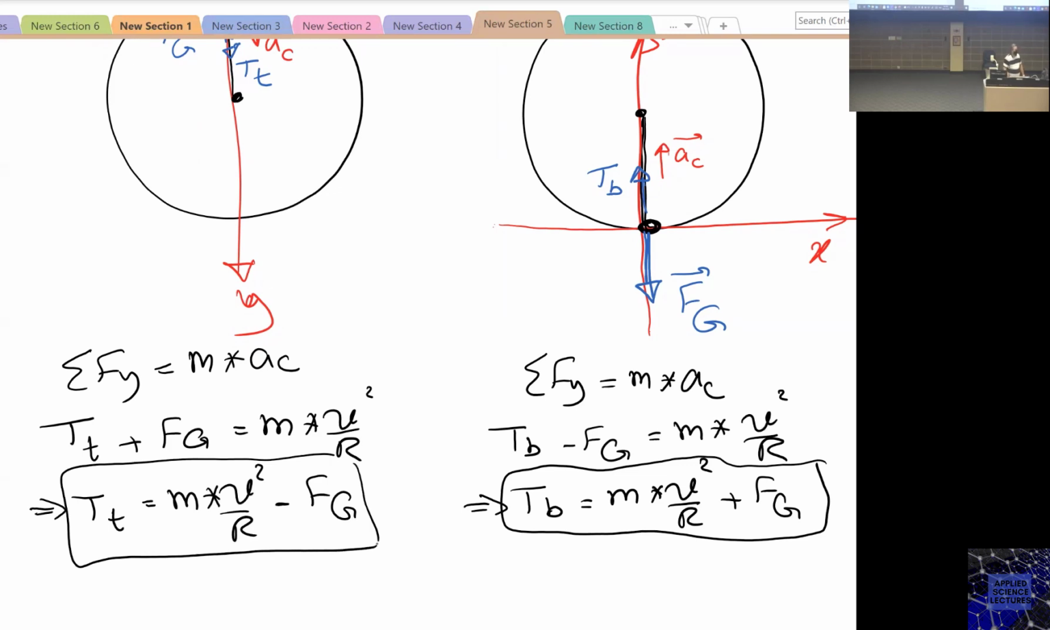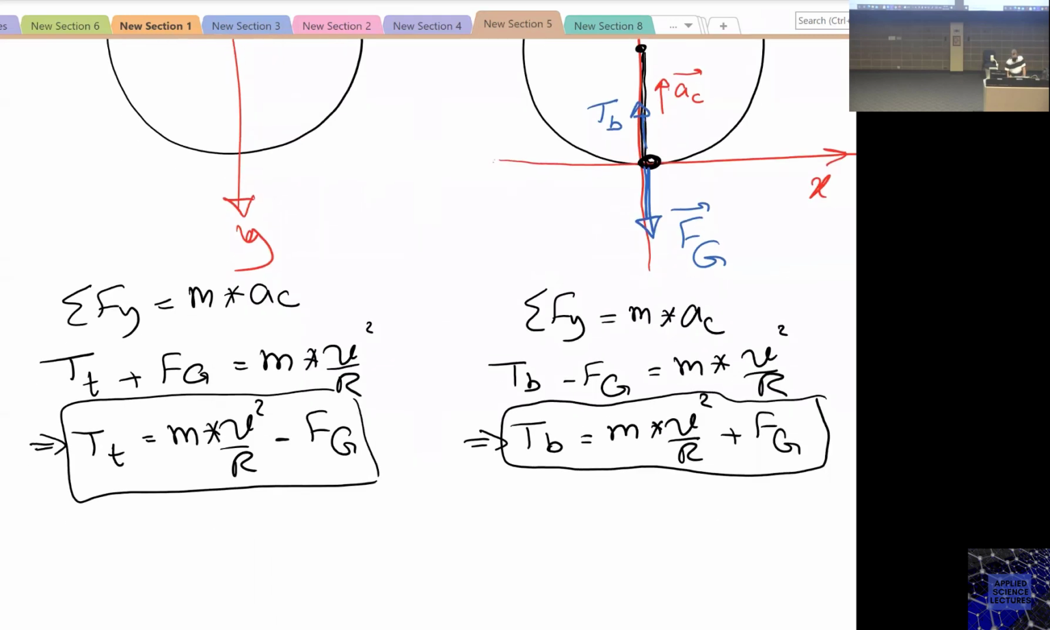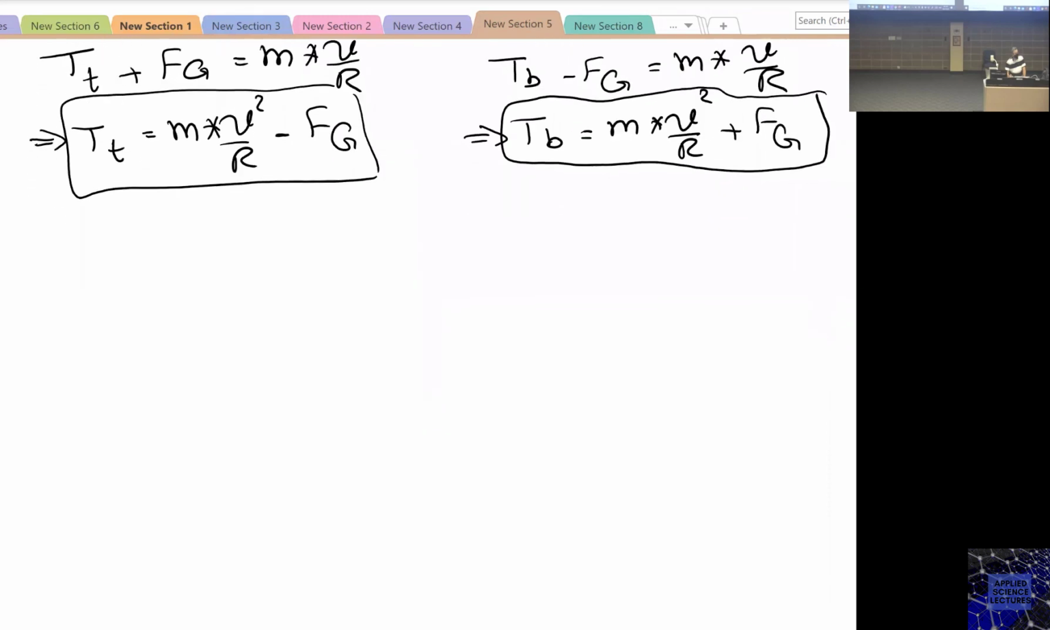Which one is greater, TB or TT? TB, the bottom is greater than the top. Now let's look at the left and the right. Which one do you think? Do you think the left and the right are greater than both of them, or less than both of them, or where?